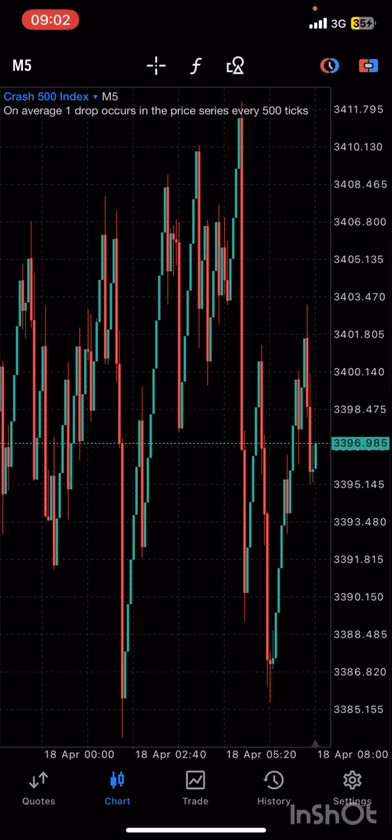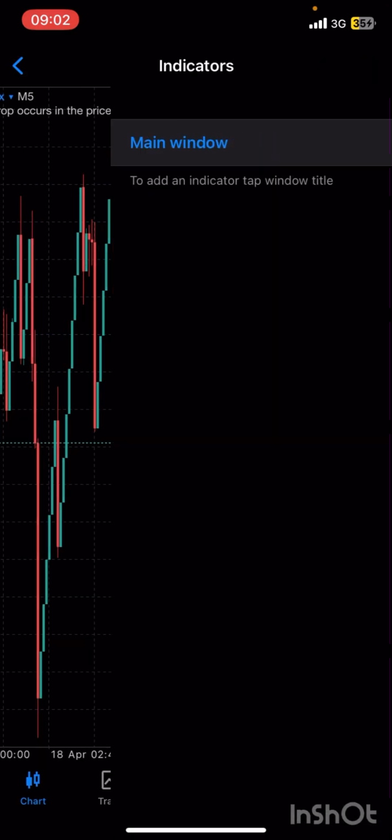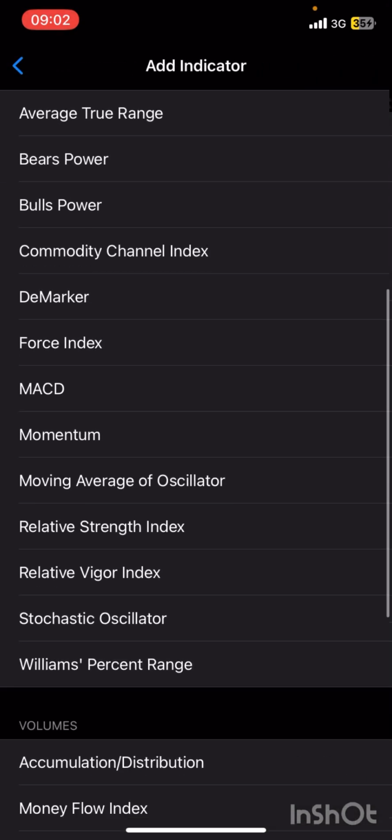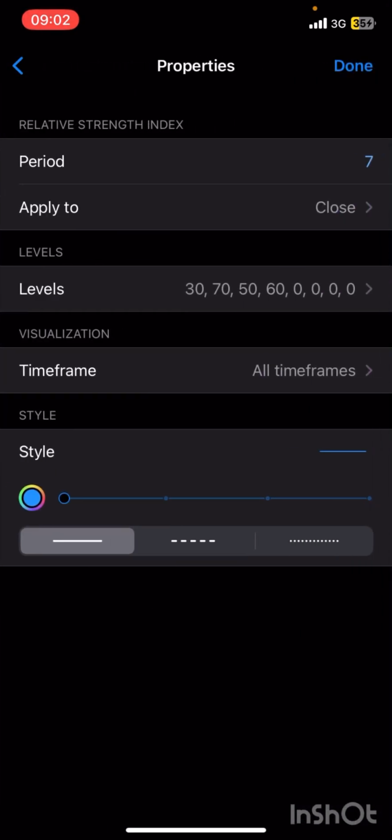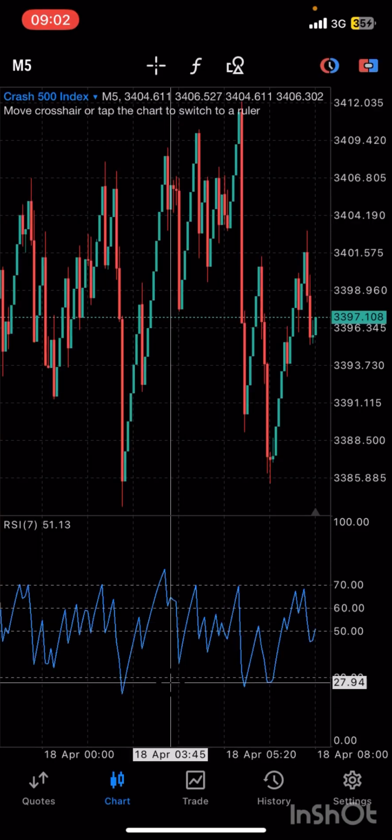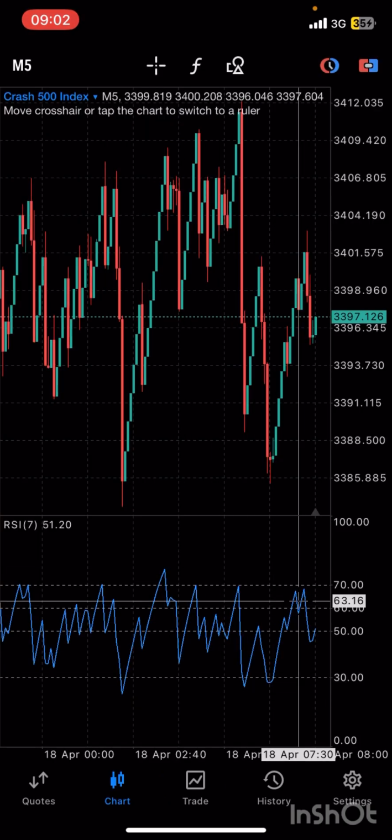All right, I'm just going to go straight into it. The first thing we're going to put is the RSI indicator. So you go to your window, you get to the RSI, click on the RSI. This is a period of 7, of course. Put the levels 30, 70, 60, 50, apply to close, click on done. So you can see how the RSI is looking very beautiful down here.